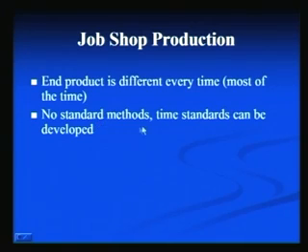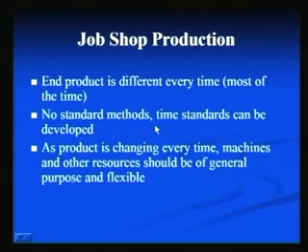Another characteristic is, as product is changing every time, machines and other resources should be of general purpose and flexible, because your product is changing, that is why the requirements of the products are changing, and accordingly the machines and equipments which you use in job shop type of production system should be of general nature and flexible in nature. So that they can be used for different types of materials, different types of jobs, for different shapes and sizes.